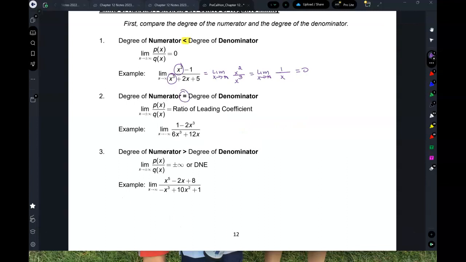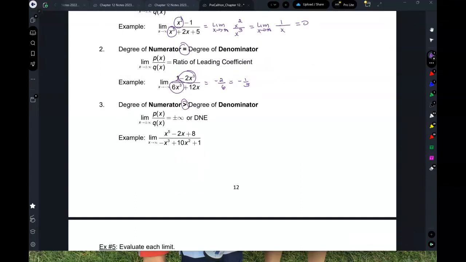If the degrees are equal to each other, then you compare the coefficients. Okay, so negative 2x cubed over 6x cubed. And then if the numerator has a higher degree, then you just have to simplify it. So it's going to be plus or minus infinity. So x to the 5 over negative x cubed. This will be what? It's negative x squared, so it'll go to negative infinity.